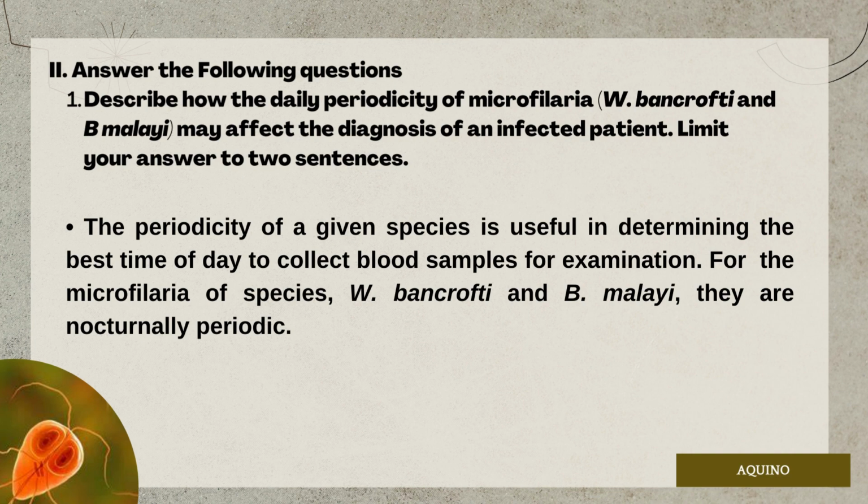Some species of microfilariae circulate in peripheral blood at all hours of the day, while others are present only during certain periods. Microfilariae of Wuchereria bancrofti and Brugia malayi exhibit a nocturnal periodicity, and an accurate diagnosis is best achieved when the blood sample is collected at night. The periodicity of a given species is useful in determining the best time of day to collect blood samples for examination.